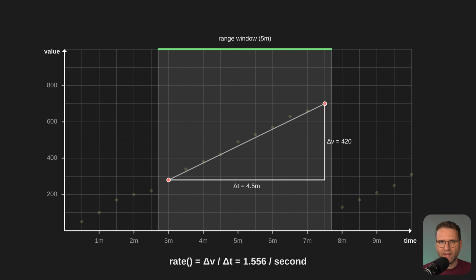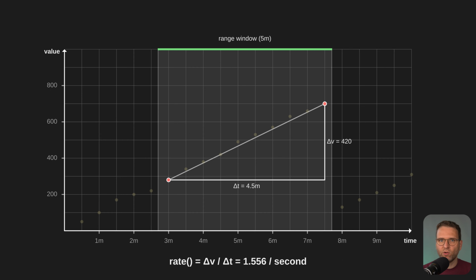For the increase function, though, we have to go one step further to give you a good result. If you think about it, in this example, the increase function is supposed to give you the total value increase over a 5 minutes window. But what we can see is that the first and the last samples that we actually have under the window are not 5 minutes apart, but only 4.5 minutes.